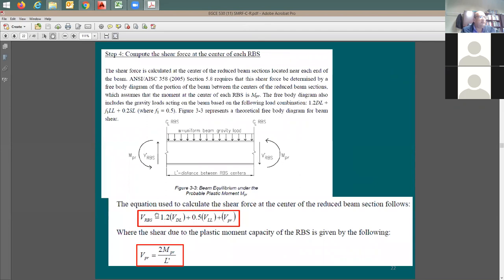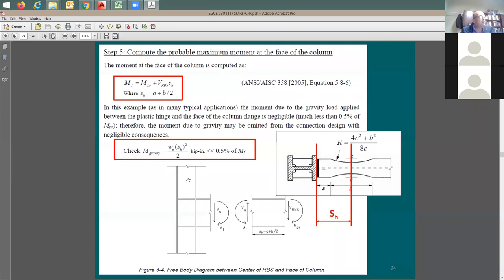And I guess we understand how to do the shear here on the RBS, which includes a probable shear, VPR, which is what you call here the mechanism shear. And then also we were able to check the moment at the face of support, which is going to be M sub F, which includes the mechanism moment plus a little bit coming from this eccentricity, the distance.